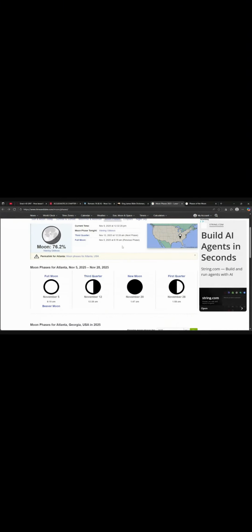All right. Then here, moon phases. Okay, now the moon phases. So current time is November the 9th. We're currently in the waning gibbous phase, okay? Which you can see here.